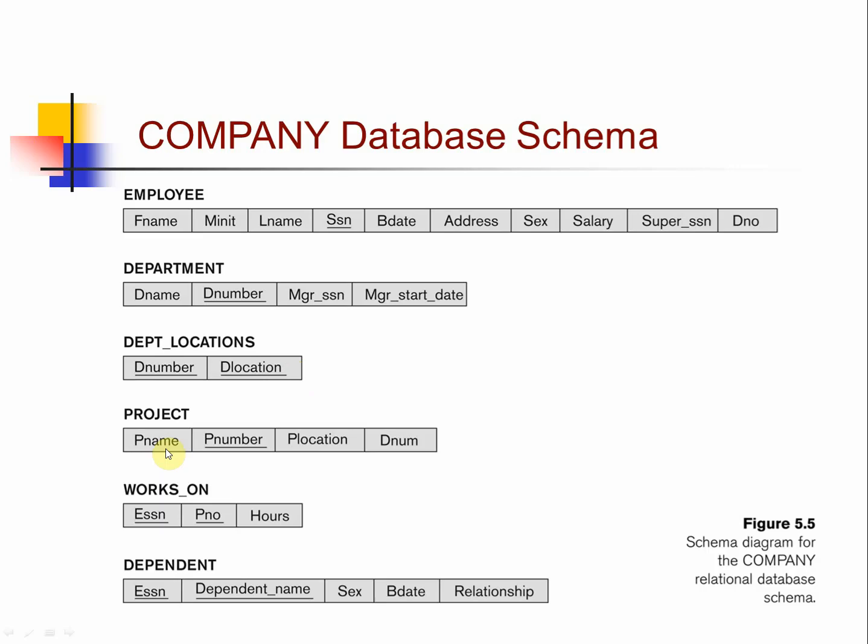For project, it has project name, project number underlined, project location, and department number indicating which department they belong to. Works on indicates who works on what project. If you still recall, this is where we looked into our M to N relationship. Finally, for the dependent, not only do you need to specify the employee social security number, but also the dependent name to form a weak entity type.